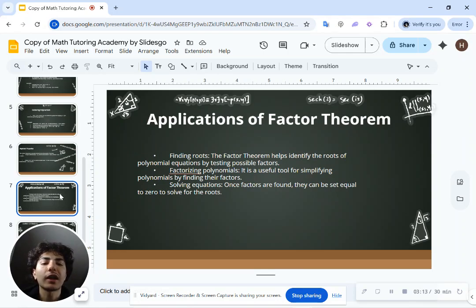Applications of the factor theorem. Finding the roots: the factor theorem helps identify the roots of a polynomial equation by testing possible factors. Factorizing polynomials: it's a useful tool for simplifying polynomials by finding their factors. Solving equations: once factors are found, they can be set equal to 0 and solved for the roots.